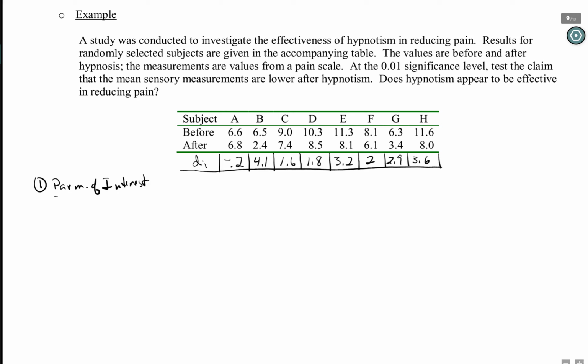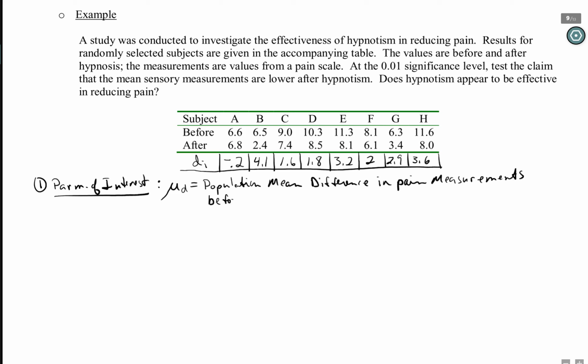Okay, and so I've got these differences here, and really my parameter of interest now is involving the differences. I'm interested not in two means here, but really just mu sub D. Mu sub D is the population mean difference in pain measurements before and after hypnotism.